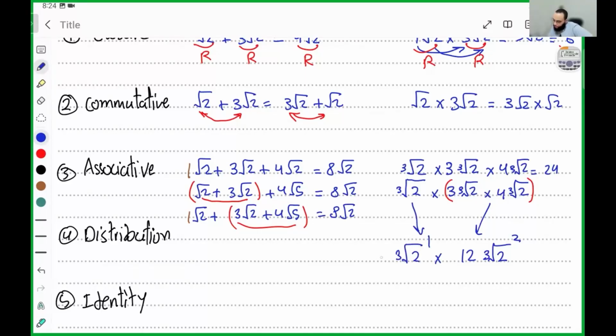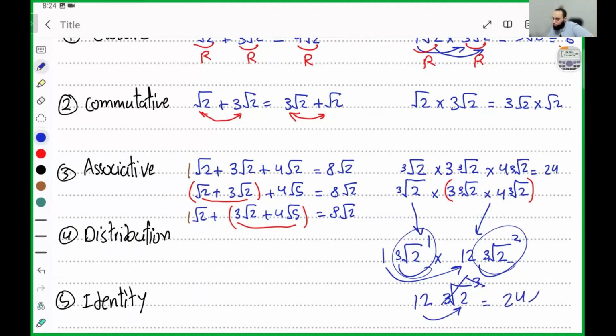1 times 12 equals 12. Cubic root 2 power of 1 and cubic root 2 power of 2 gives cubic root 2 power of 3. Then you can delete the third power of the cubic root. It's going to be 12 times 2, which is also 24. So it's also correct. Both of the ways are correct.